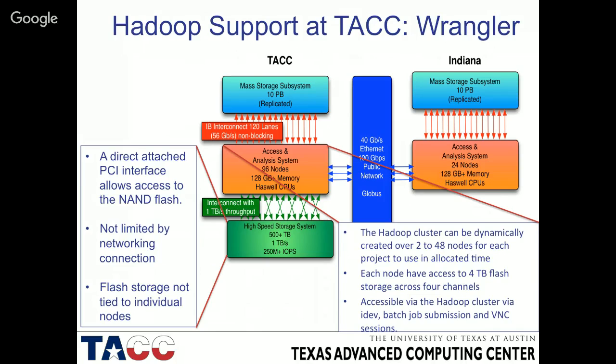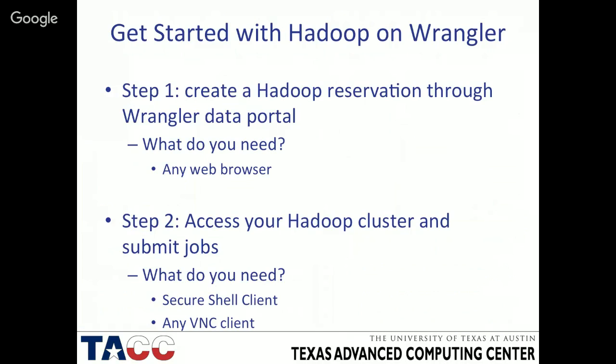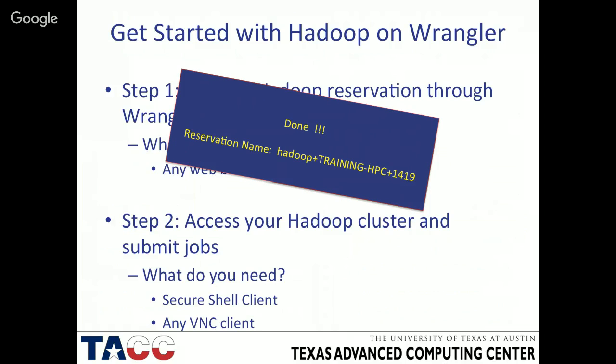Today, we're not going to talk a lot more about Wrangler, and we have a separate training session called Introduction to Wrangler. We gave it like 2 months ago, and we're going to run that again. If you have more questions about how you get an allocation, how you get on, how you actually use them, how you make a reservation, you can refer to our previous training materials for that. But typically, there are 2 steps. One is creating the Hadoop reservation, and the second step is accessing that Hadoop cluster. And for today, you really only need to worry about the reservation part.